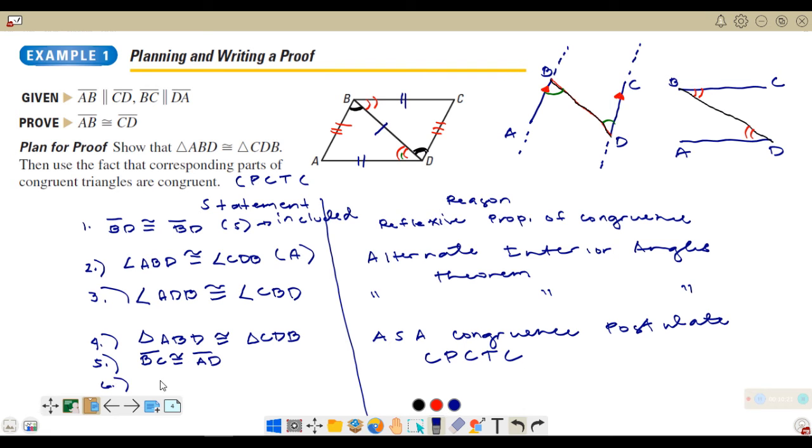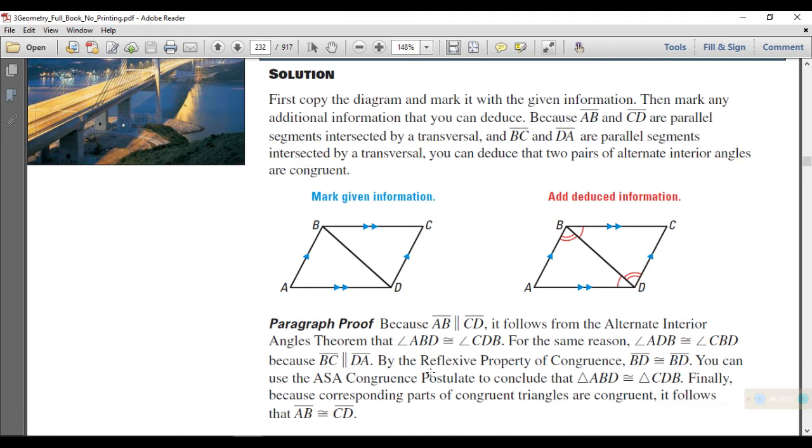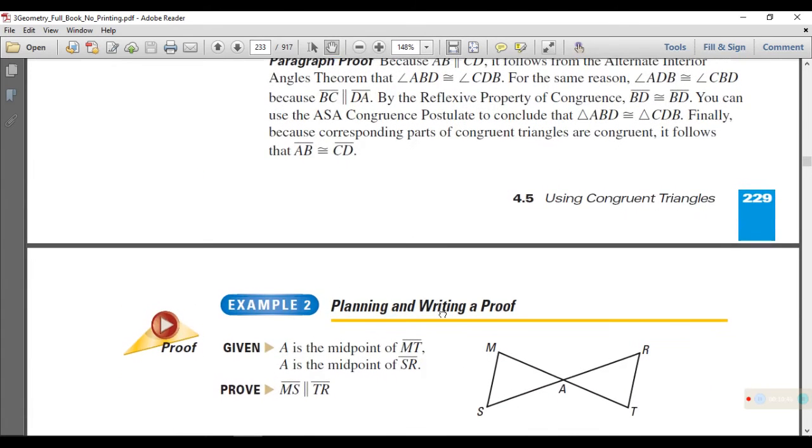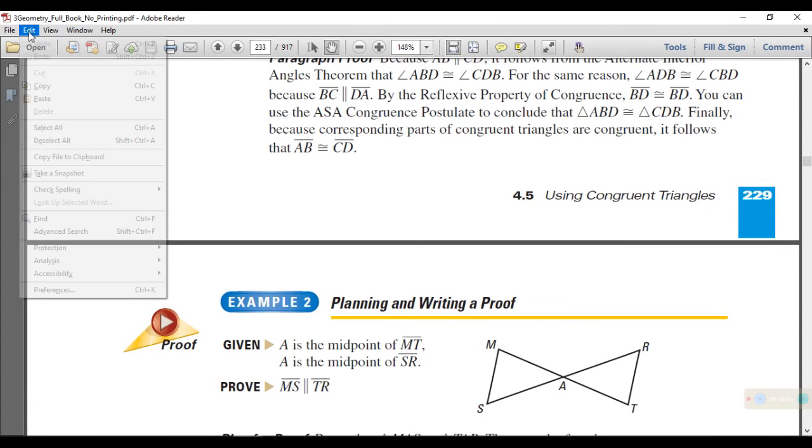And then number 6, we have, therefore, AB is congruent to CD. Again, this is for CPCTC, corresponding parts of congruent triangles are congruent. Okay, ito lang siya. Yan. Yan na tayo.